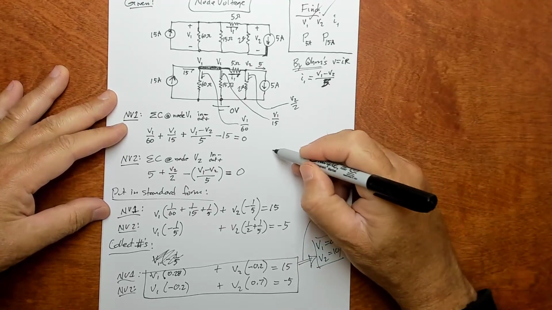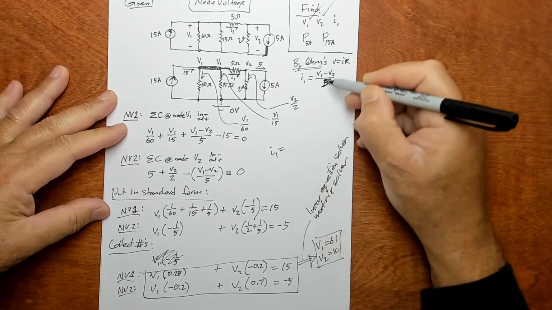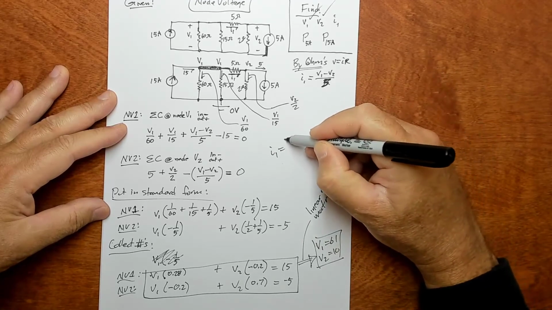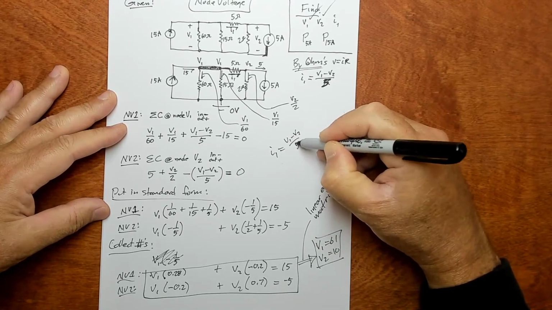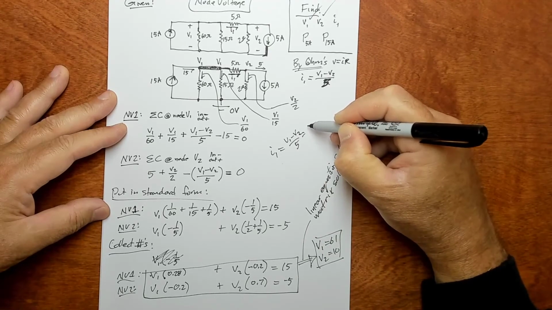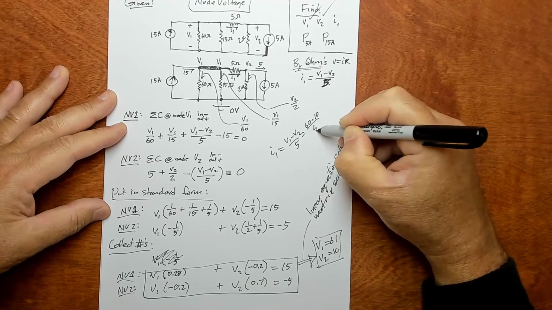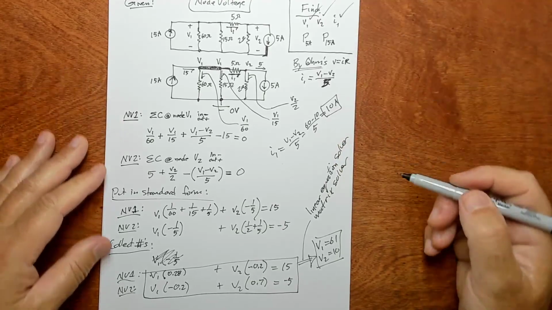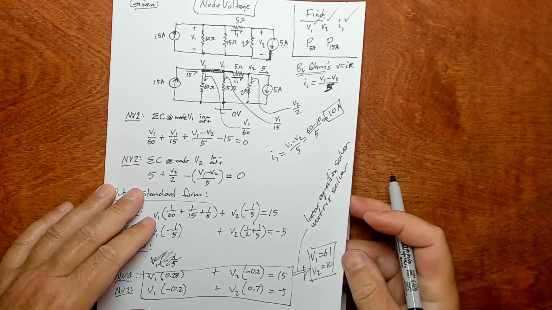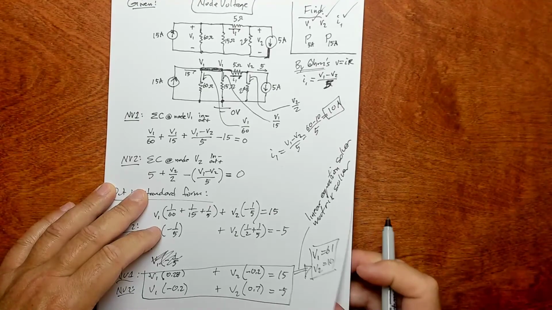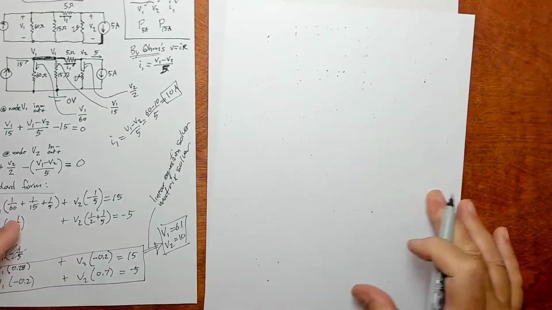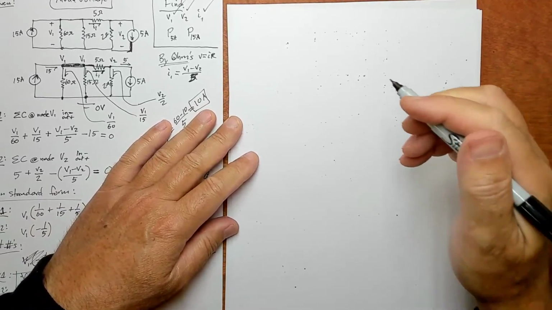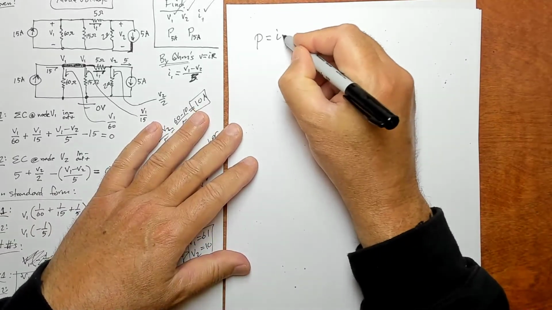Let's squeeze that in here. I1 is V1 minus V2 over 5, so it's 60 minus 10 over 5. That works out to 10 amps. That's I1. All we need now is the power in these, which we can solve with P equals IV, right?